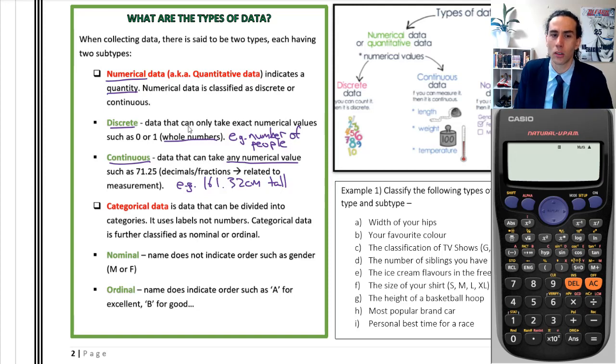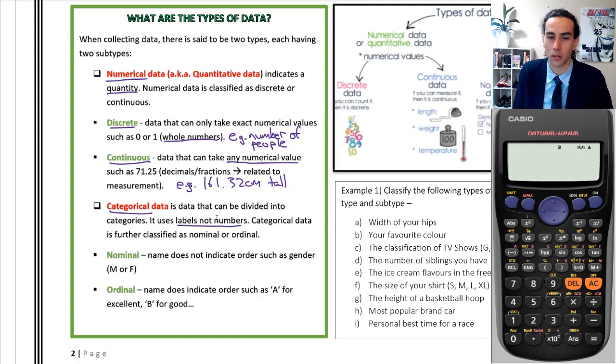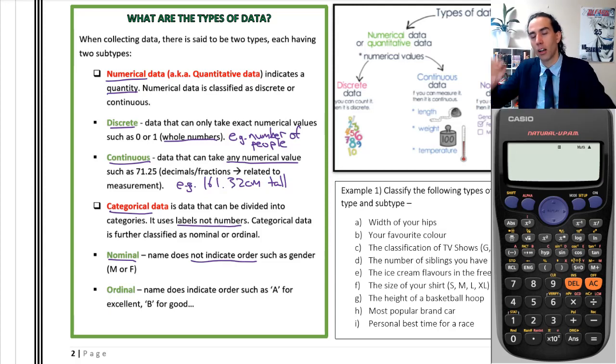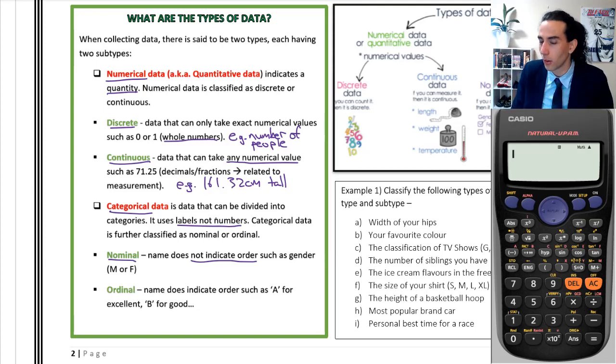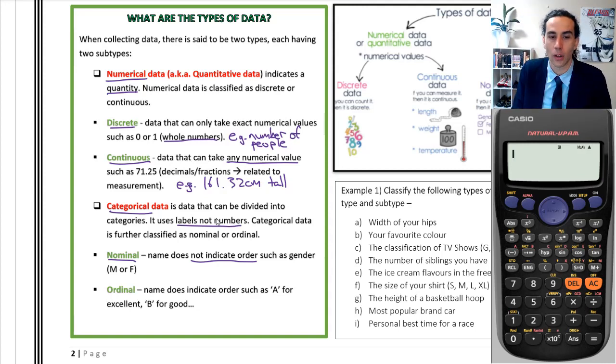Categories, labels, not numbers. So if it's numbers, it's numerical, but categories not. Nominal, there's no order, does not indicate order. So they got here gender, male or female. You can't put one first, one second. Or like sports, basketball, soccer. You can't put them in order. I'm gonna say e.g. sports here. Say, how do you know which one to put first, which one to put second?